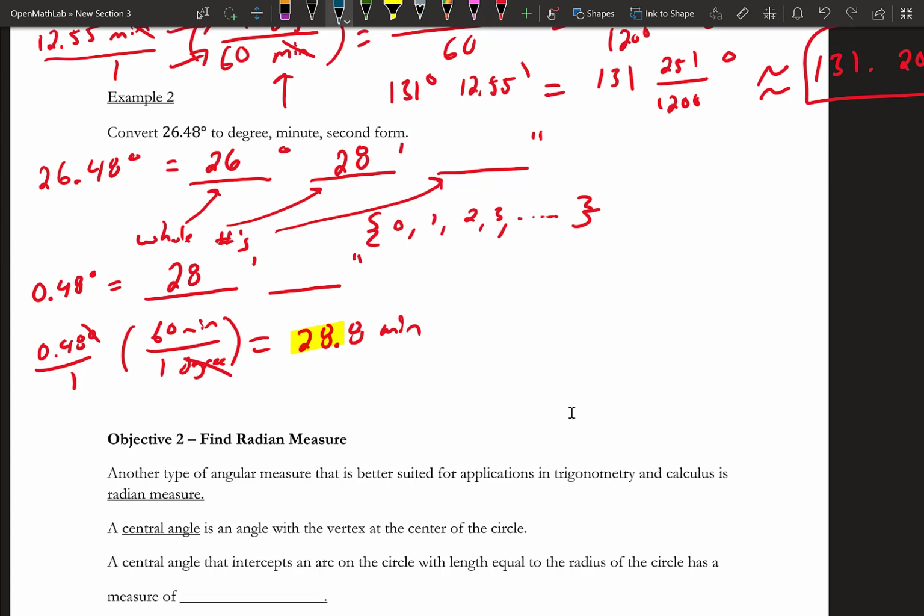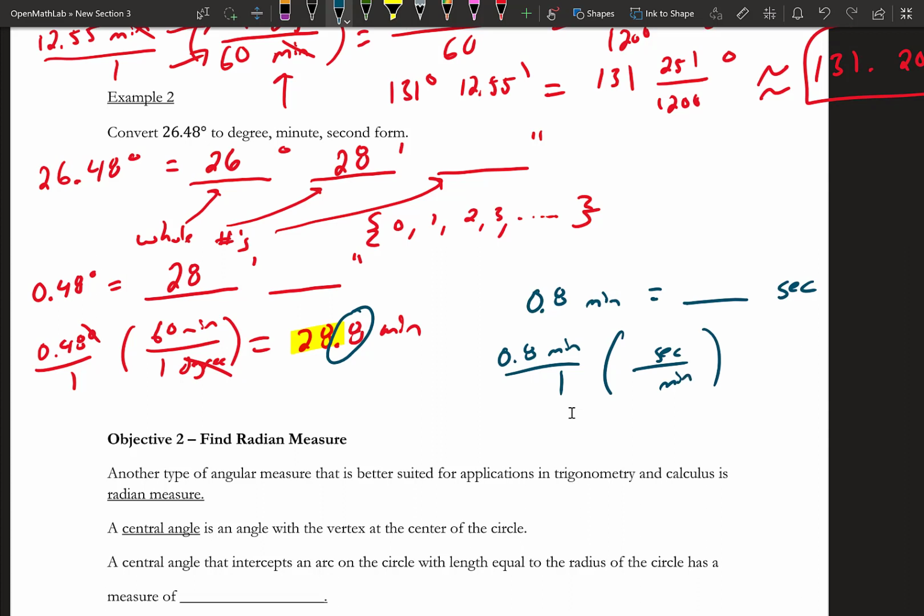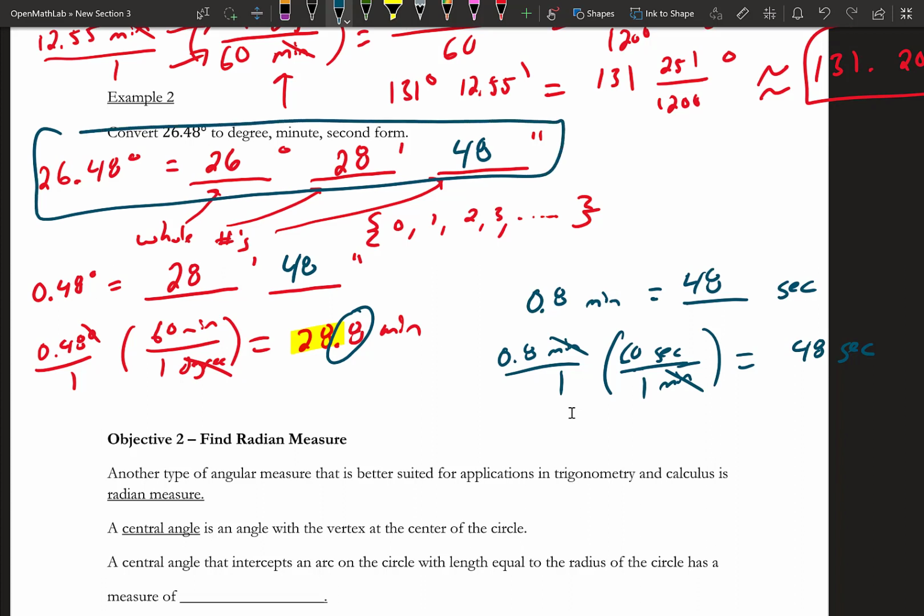So then what I want to do now is work with this fractional part, 0.8 minutes, and set this equal to blank seconds. So we'd have 0.8 minutes over 1, multiply by a unit fraction. I want seconds on the top, minutes on the bottom. There are 60 seconds in 1 minute. So if I multiply straight across, the minutes cancel. We're going to get 0.8 times 60, which is 48 seconds. So 48 would go here, and here. So this is the answer we're looking for. How to break that up.